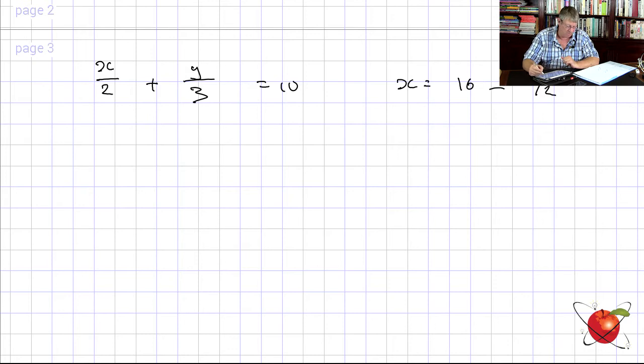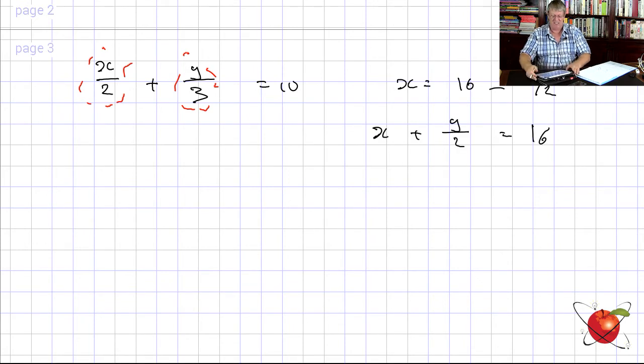Let's introduce a fraction into the situation. Let's say they give us x over 2 plus y over 3 equal to 10, and x equals 16 minus y over 2, okay? What do we do now? Well, we still write it in standard form. Here's the x and the y, all right? Here's the x and here's the y. This one is not in standard form, so we must write it in standard form, which is x plus y over 2 equal to 16.